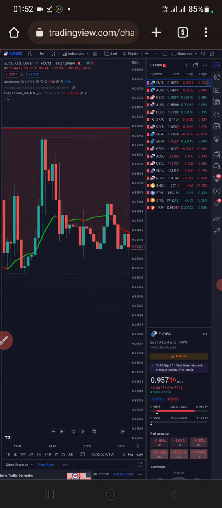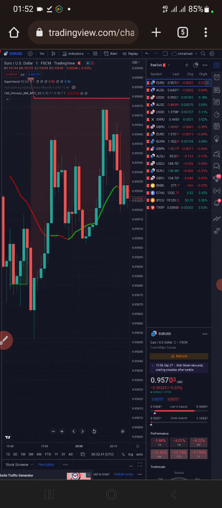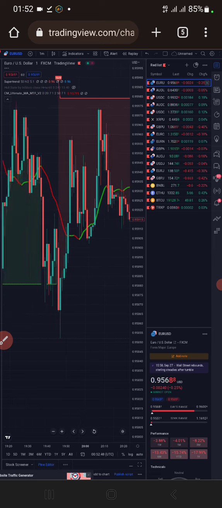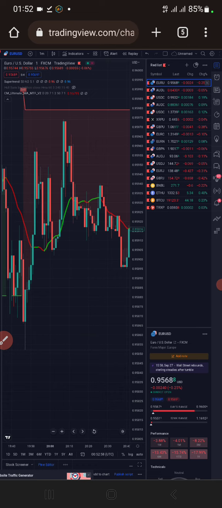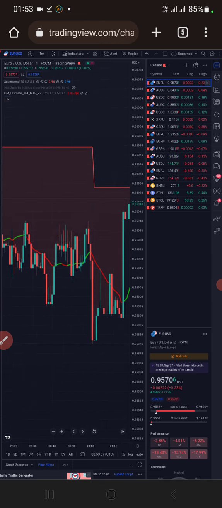And what the moving average does is just tell you the price, the average price within a certain period of time. That's how the moving average works. And you can use the moving average to know when to get out of a trade or know when to get in.